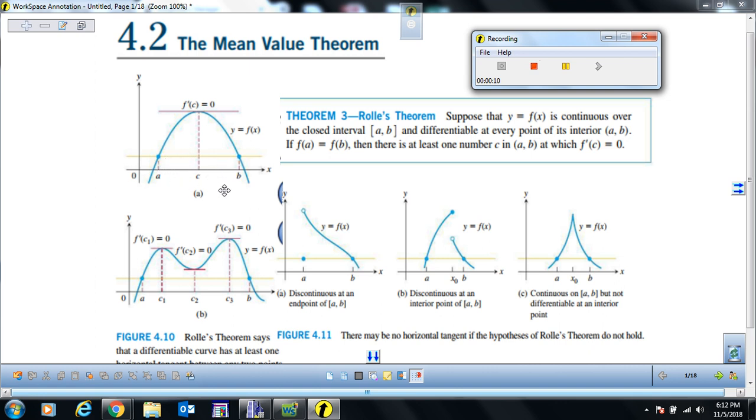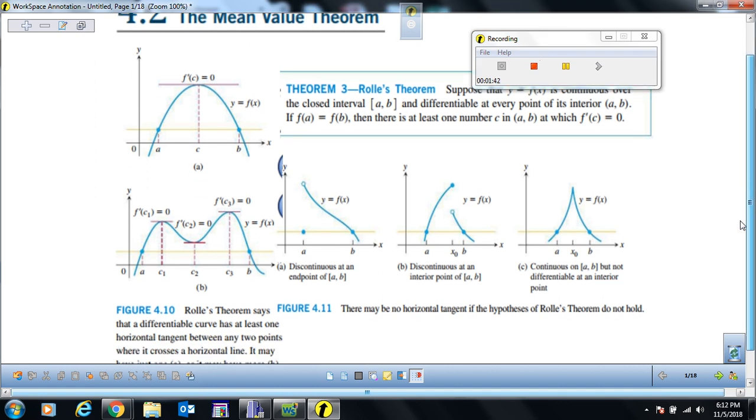open interval, so not including the endpoints, it may not be differentiable at a, it may not be differentiable at b, but at every point in between these two, then it says that there has to exist at least one point c on this curve within this interval, where the derivative of this function evaluated at this value c is going to be 0, meaning that there's going to be a tangent line passing through that value c where the slope is 0, right? That's what it says.